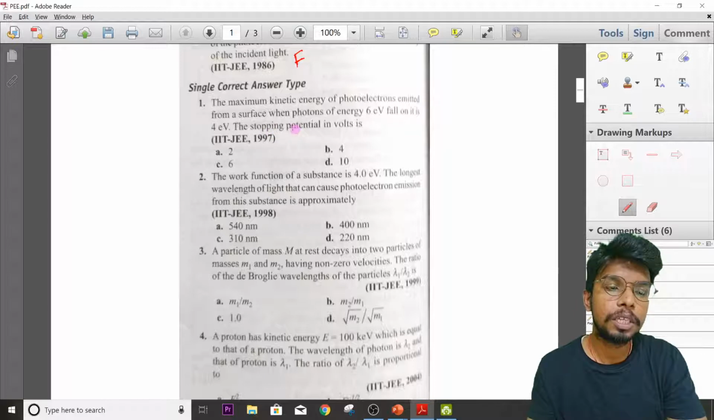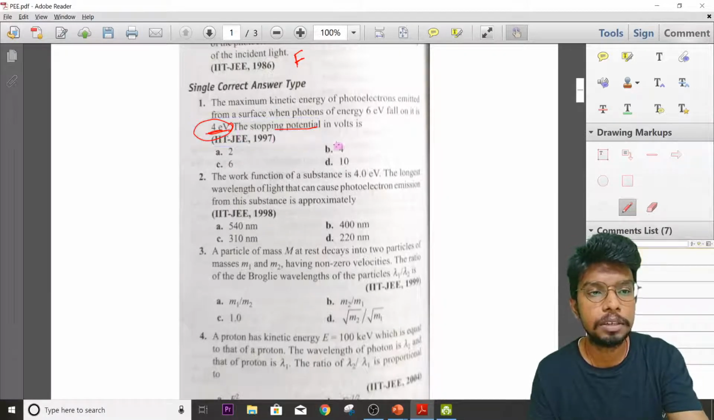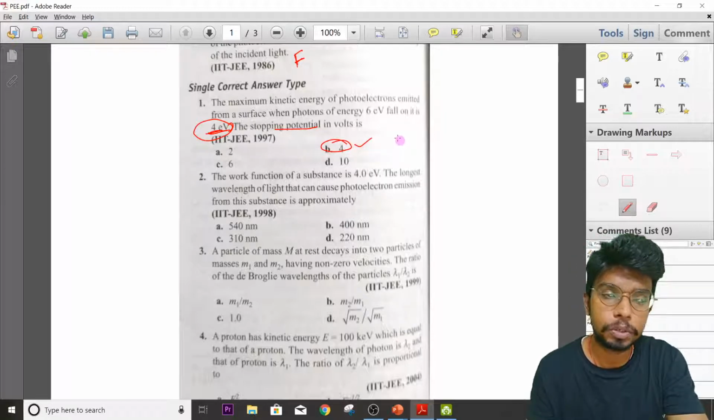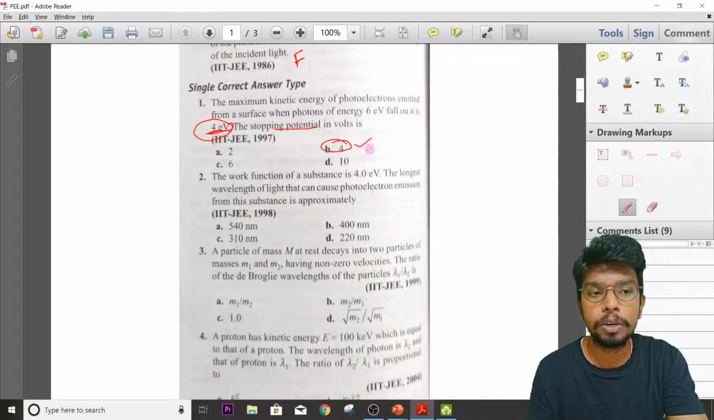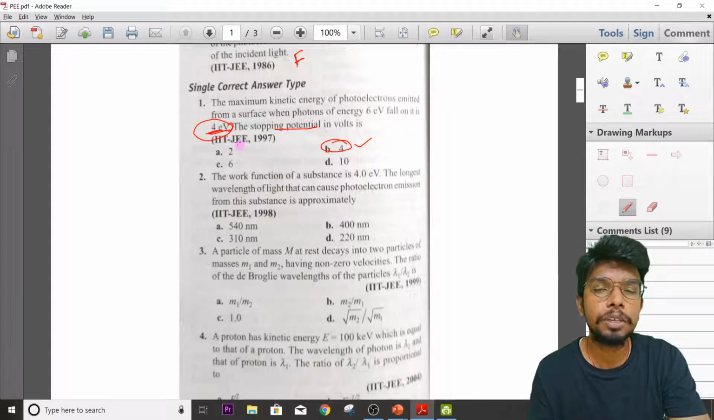The stopping potential in volts is just the value of the maximum kinetic energy in electron volts. To stop that particular electron, this much negative potential will be required, that is 4 volts. This is given in eV, that is why I could directly answer it as 4. If it is given in joules, you will have to convert it. e is the charge, and charge times voltage gives me the energy again. So the result will come out to be 4.